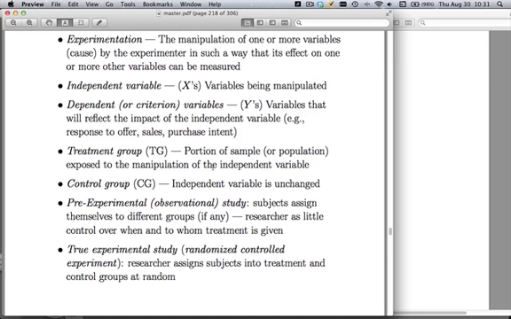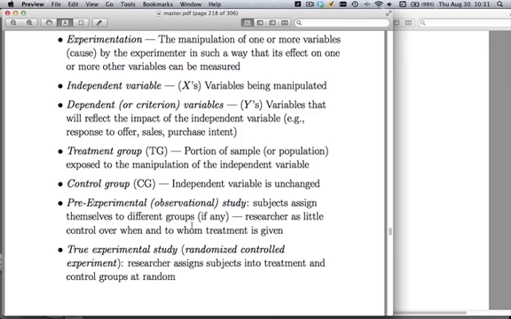Now, when you're evaluating an experiment, experiments can be classified into two broad categories. And it's absolutely essential that you realize which category your experiment is in. So there are true experimental studies and there are pre-experimental or observational studies. If you've had a previous stats course, you've probably seen the word observational study. Statisticians call them observational studies. Market researchers call them pre-experimental studies.